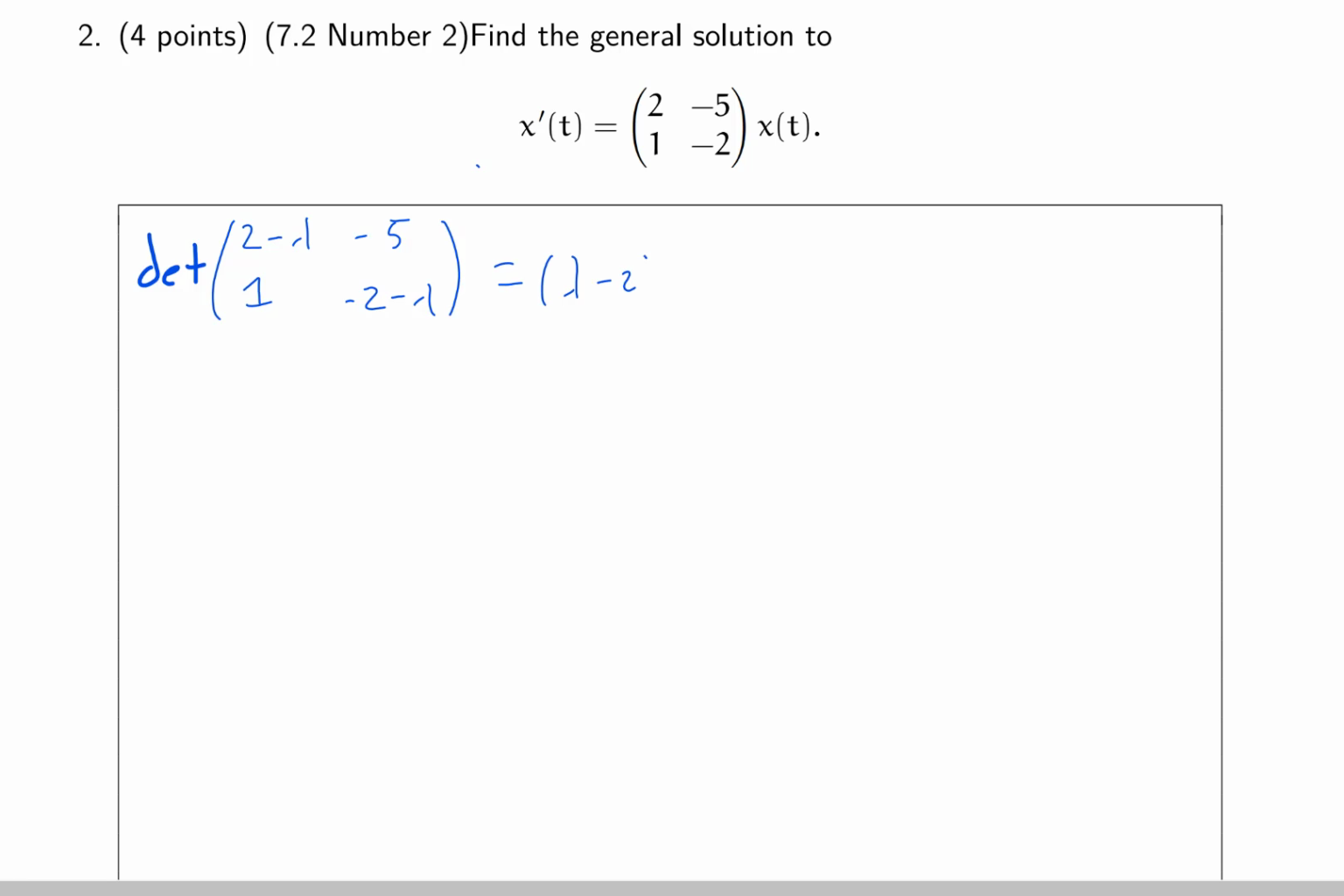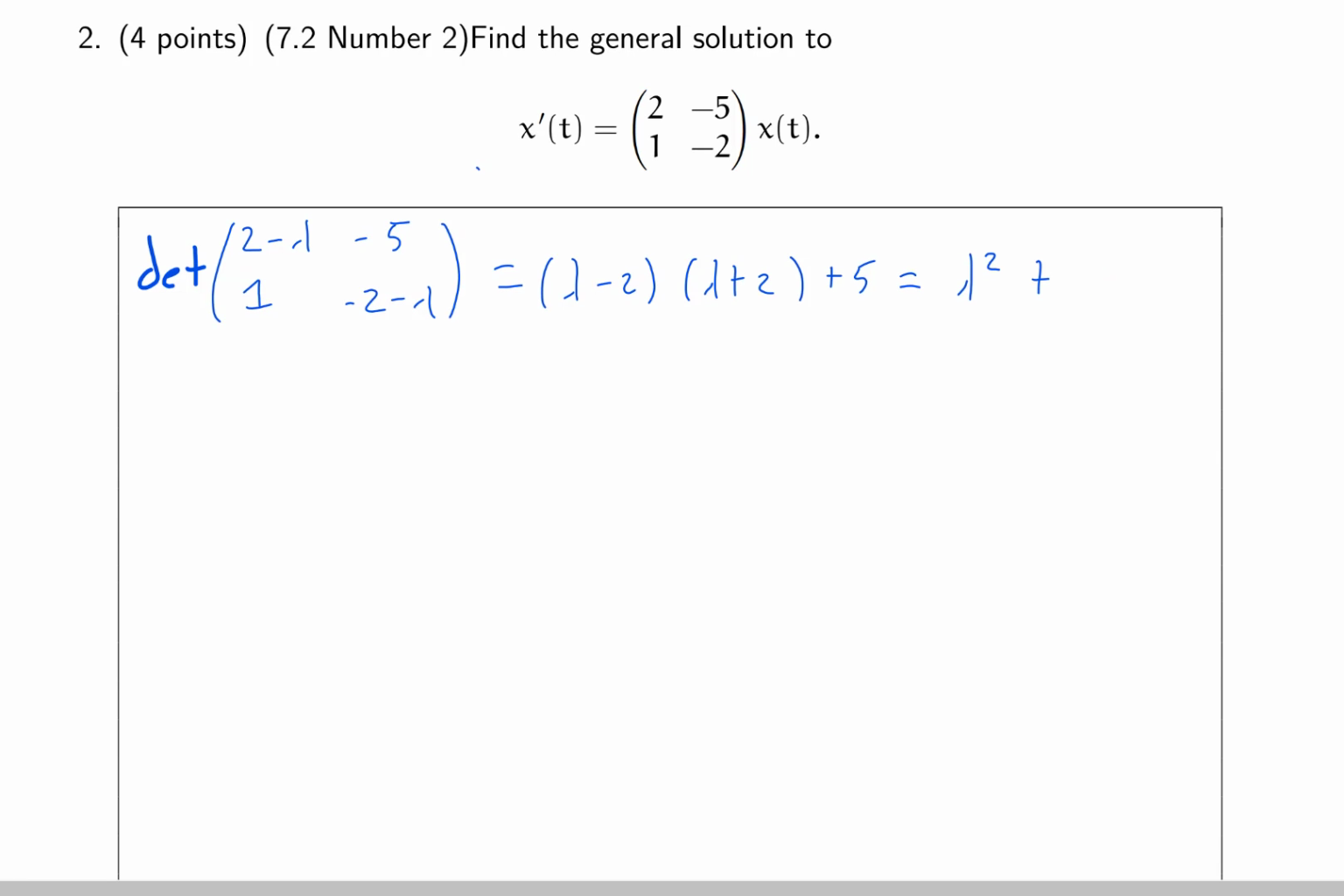This becomes (lambda minus 2)(lambda plus 2) plus 5. So now let's think through what's going to happen. The part in parentheses there is just going to be lambda squared minus 4. And then when we add the 5, this is going to be lambda squared plus 1. And so now we see that if we set this equal to 0, the eigenvalues are going to be plus and minus i. So one eigenvalue will be positive i, one eigenvalue will be negative i.